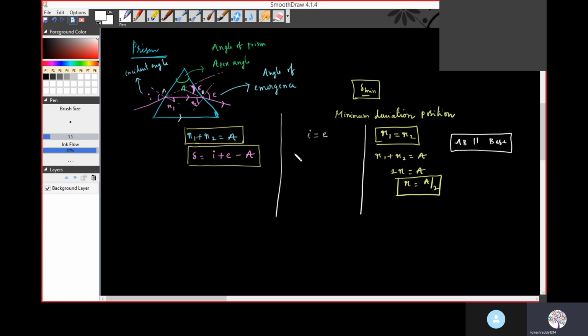So now the deviation, the original formula is I plus E minus A. Here I will write I plus I minus A, so that is 2I minus A is the deviation. If I simplify, delta plus A by 2 is equal to I.